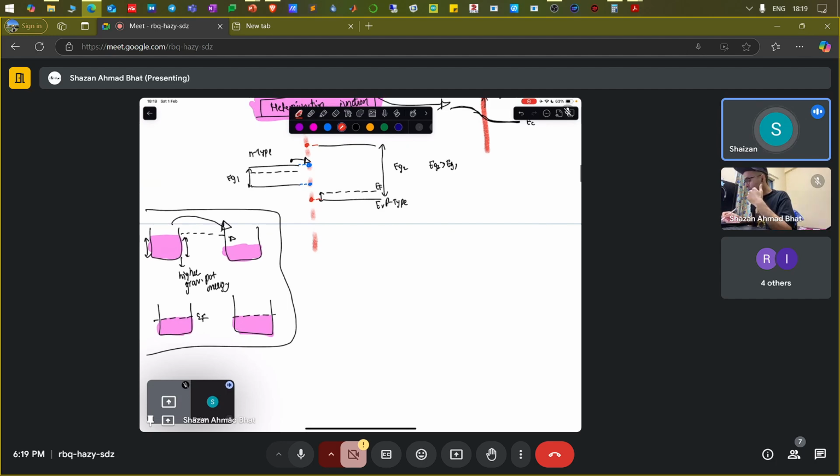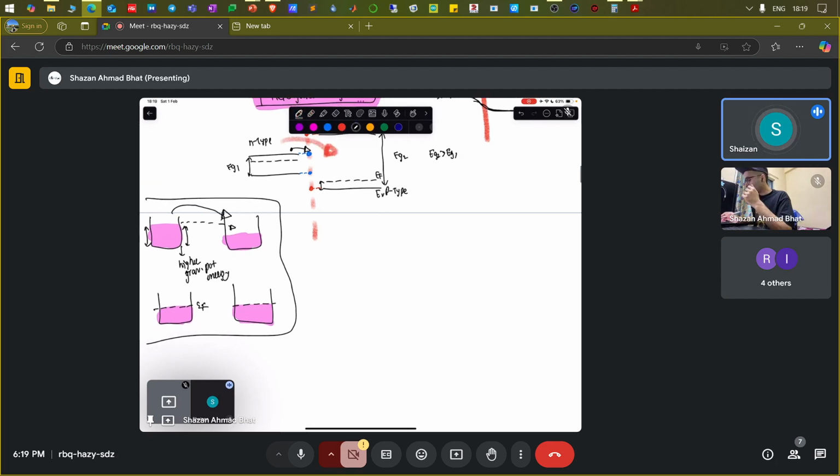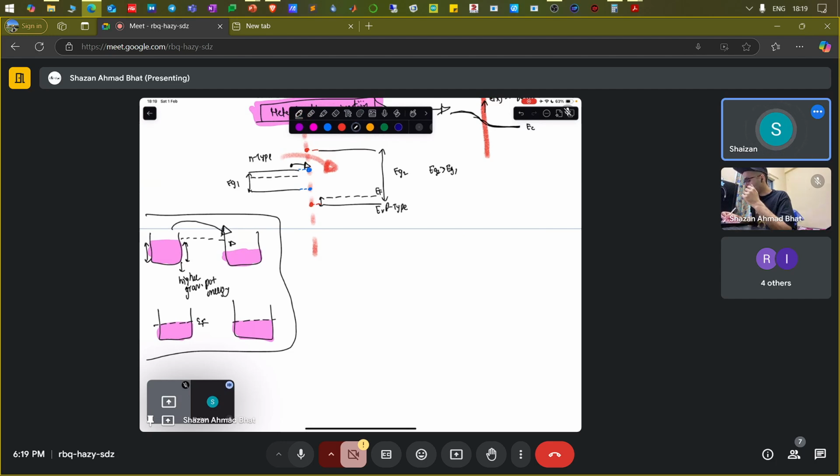I told you that the electrons are going to move from the n-type towards the p-type region. That is, the motion of the electrons will be in this direction. So what is going to happen? This particular Fermi level is going to go down. This particular Fermi level is going to go up. And in equilibrium, the overall Fermi level will be flat.